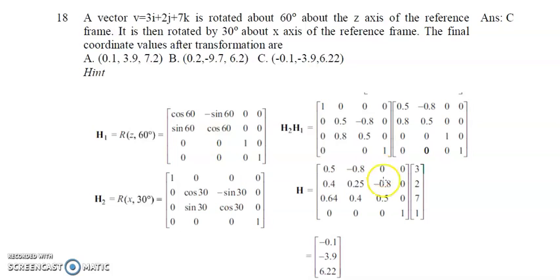This concatenated matrix is to be multiplied with our reference vector, that is 3i plus 2j plus 7k, as I already told you, xi plus yj plus zk. So 3, 2, 7, 1. That will give you the value of minus 0.1, minus 3.9, 6.22. So the answer is going to be C.